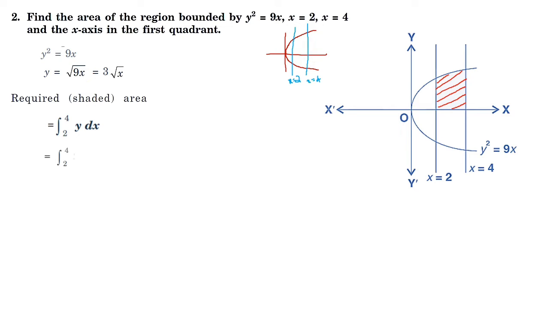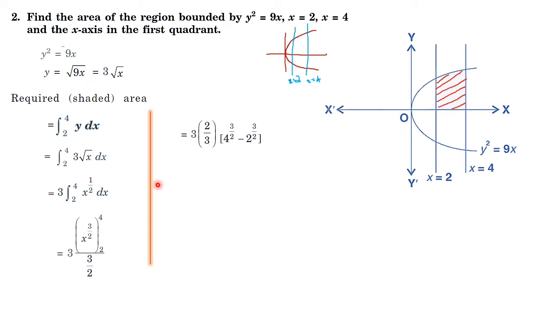Then substitute the value of y: integral 2 to 4 of 3 root x dx. 3 is a constant, keep it outside. Root x is x power 1 by 2. When we integrate, 3 into x power 1 by 2 gives x power 1 by 2 plus 1, that is x power 3 by 2 divided by 3 by 2. Apply the limit here. Then the denominator goes to the numerator, so 3 into 2 by 3. Apply the limit: 4 power 3 by 2 minus 2 power 3 by 2.